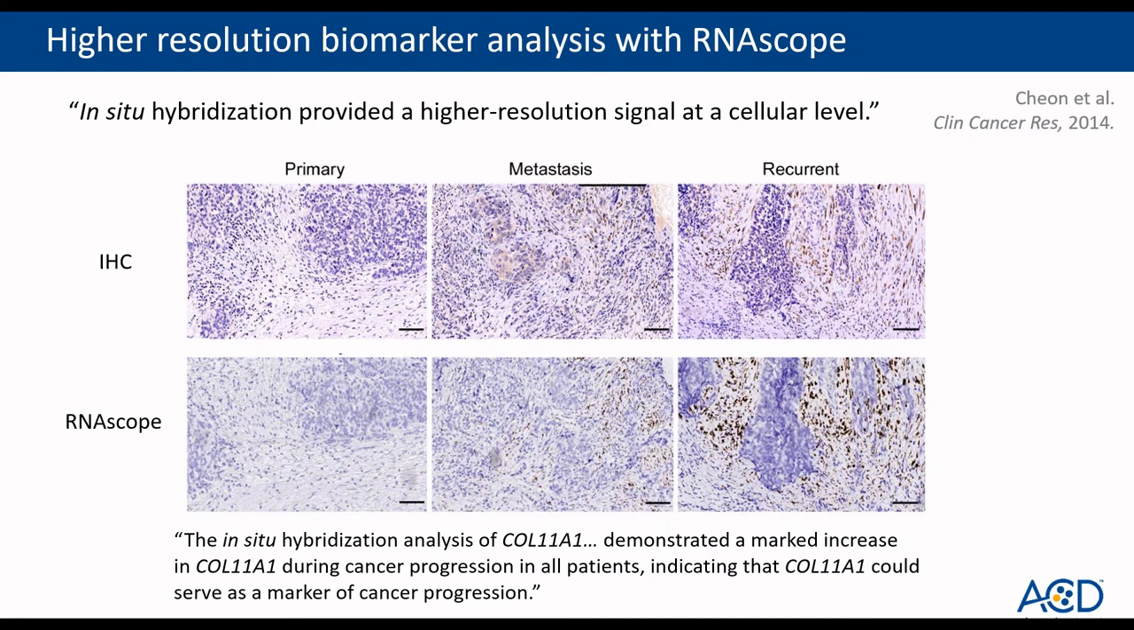As we can see here, the top panel is showing IHC and the bottom panel is RNAscope, and it is clearly visible that RNAscope is showing a better dynamic range as compared to IHC. Therefore, they determined that RNA serves as a better assay for Col11A1 as a biomarker for serous ovarian cancer.